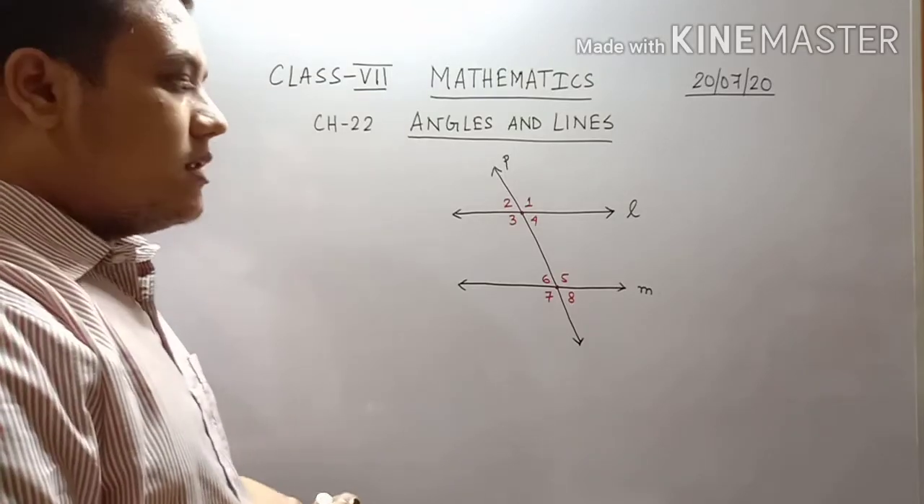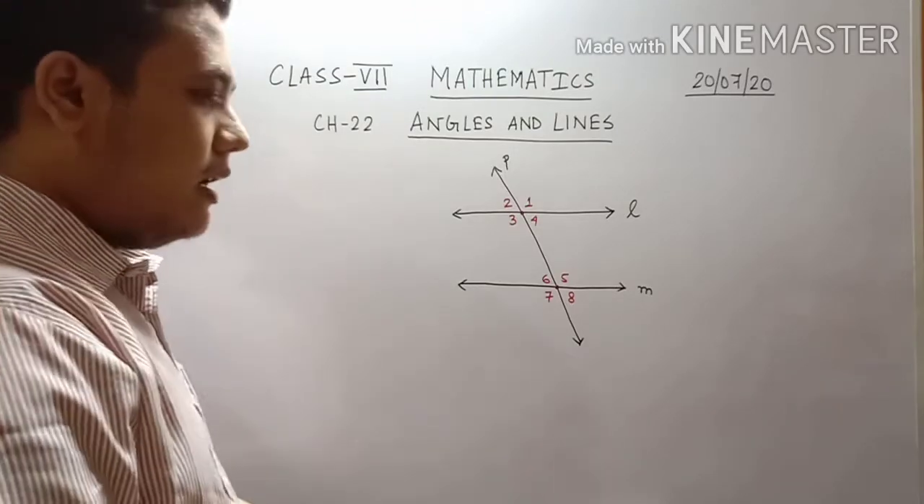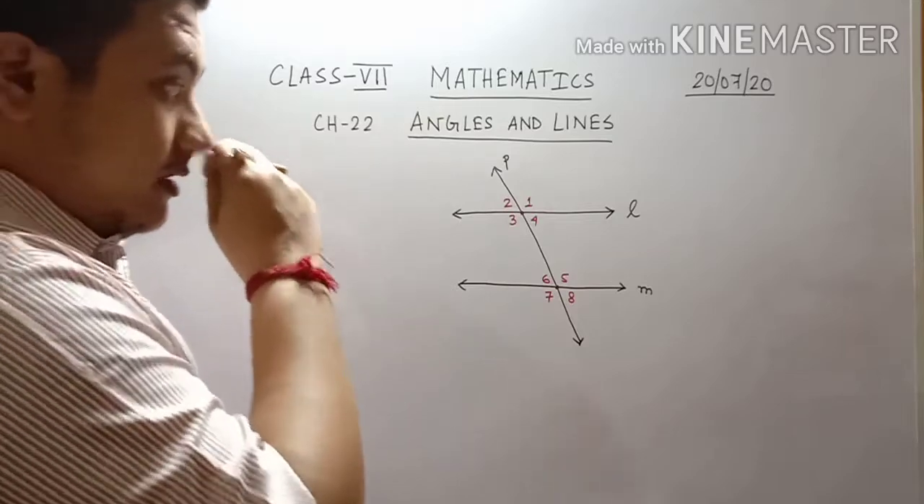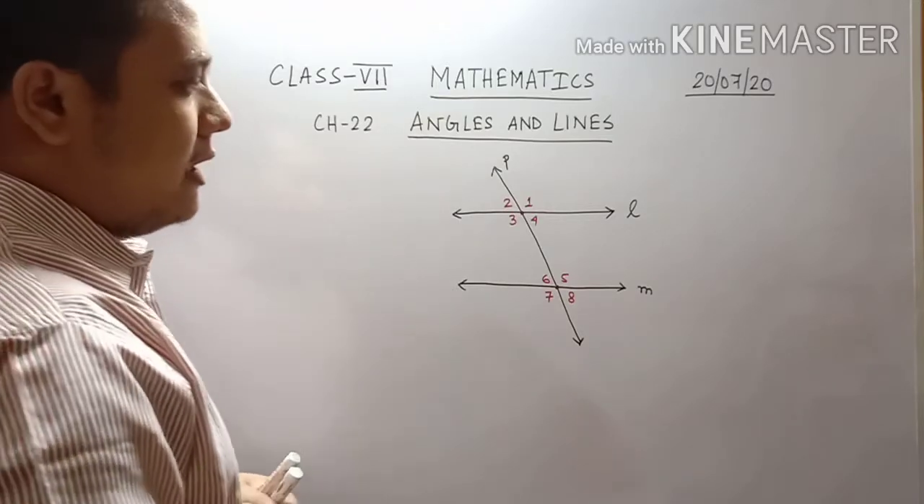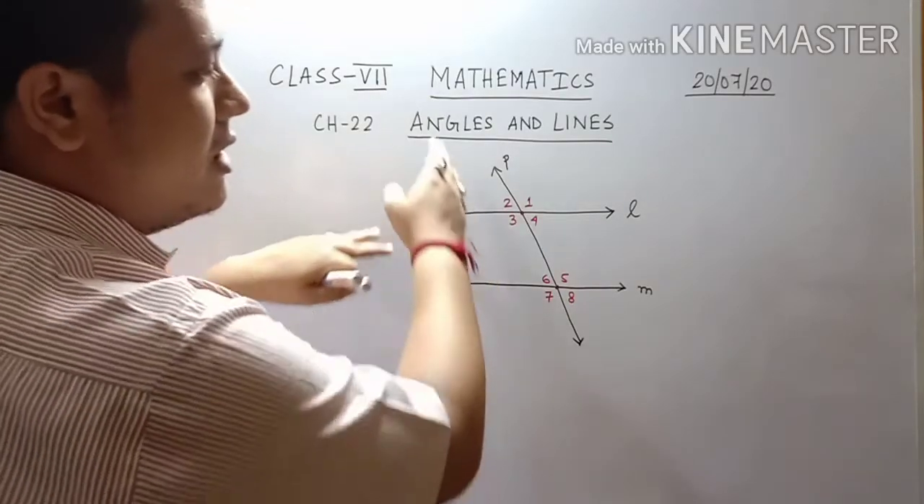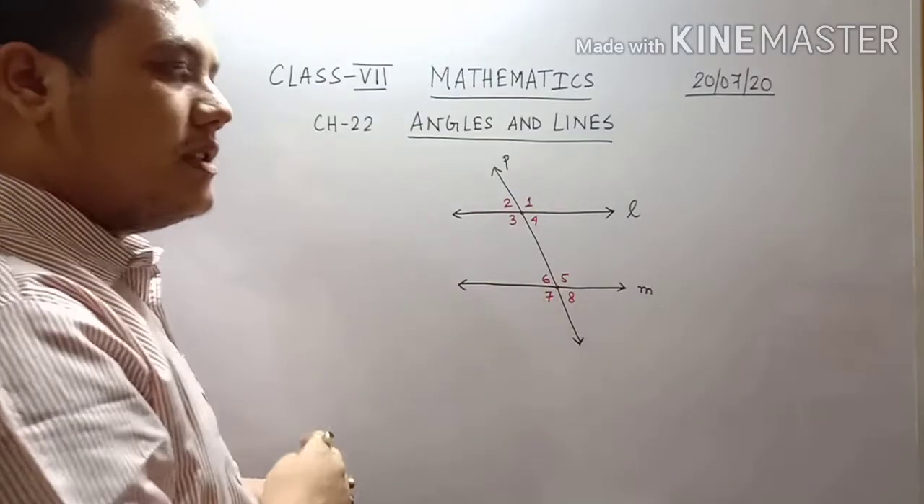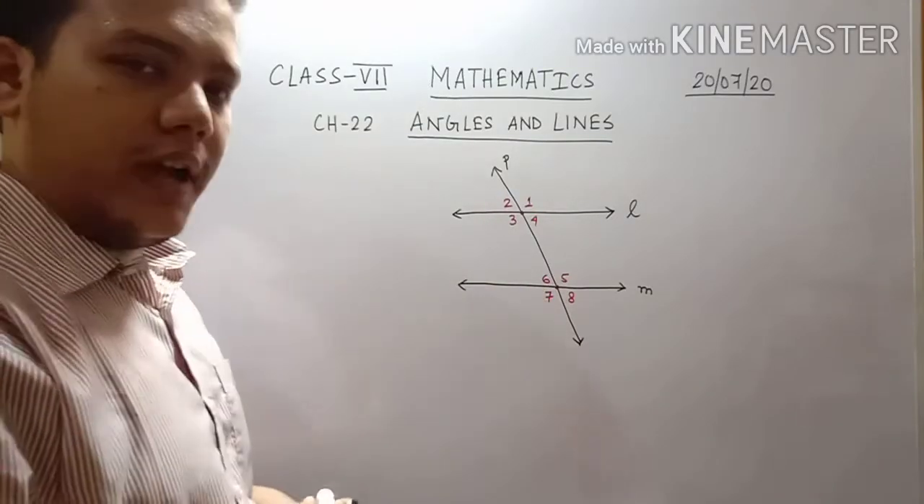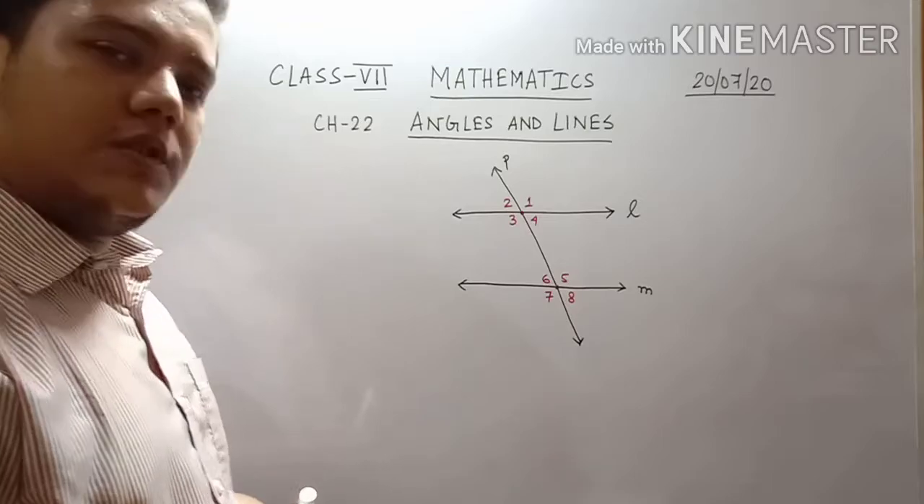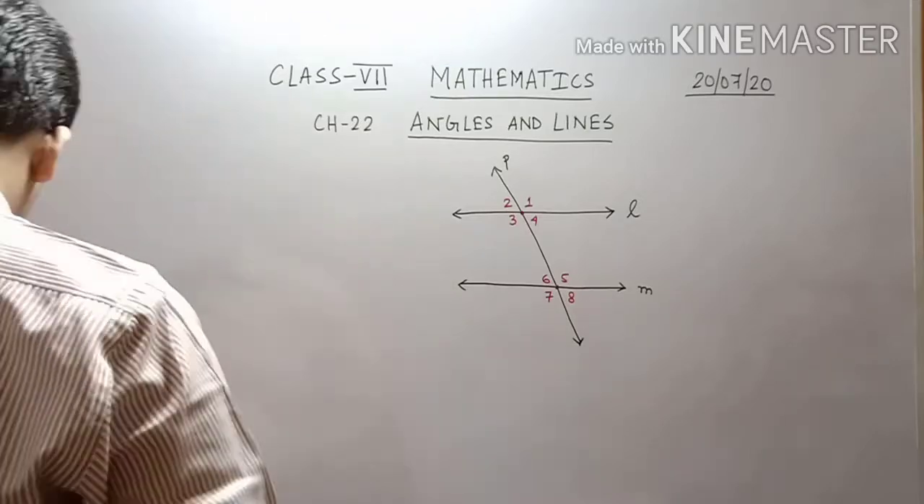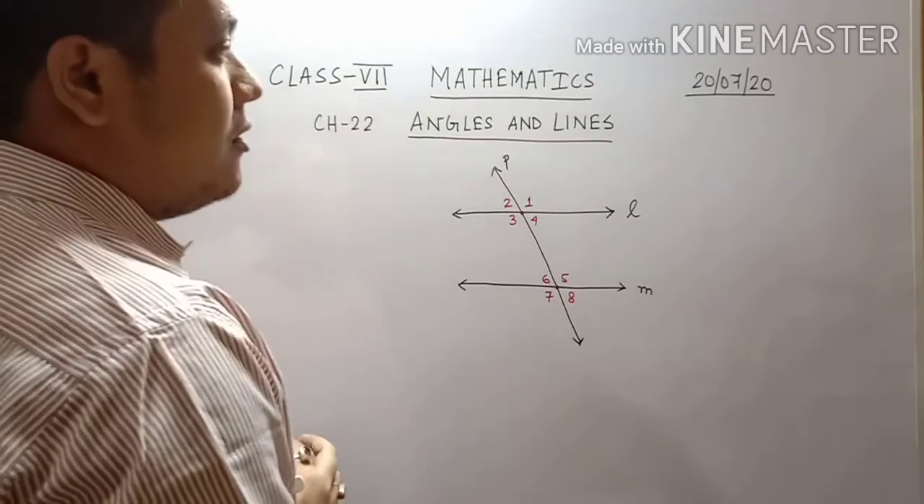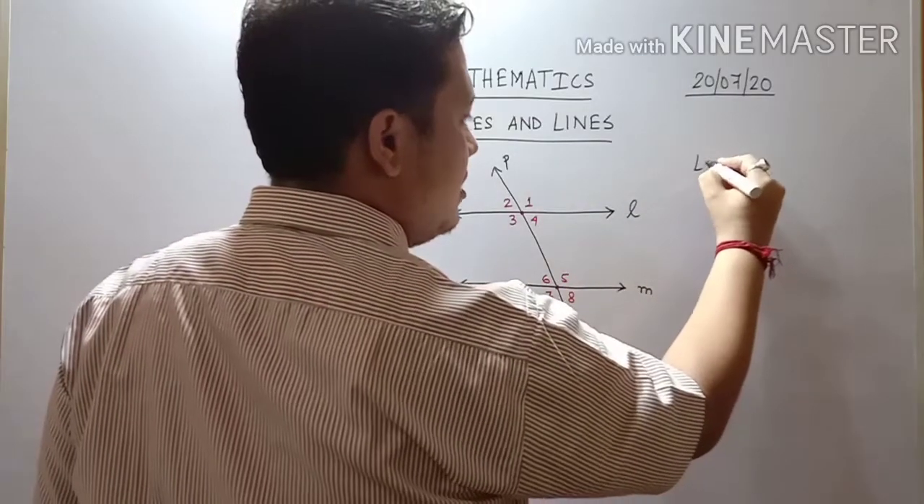Now we will learn some properties of parallel lines. So what is the first property? Whenever a transversal is intersecting two parallel lines, you are getting some pairs of angles. So let us learn what those pairs of angles are. First is our linear pair.